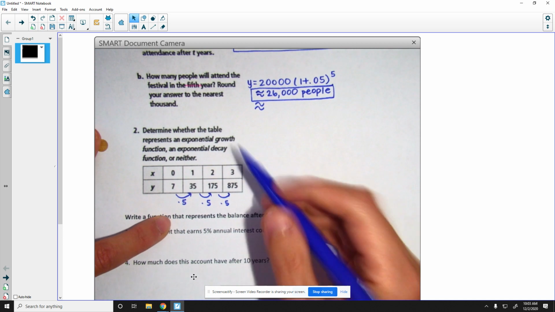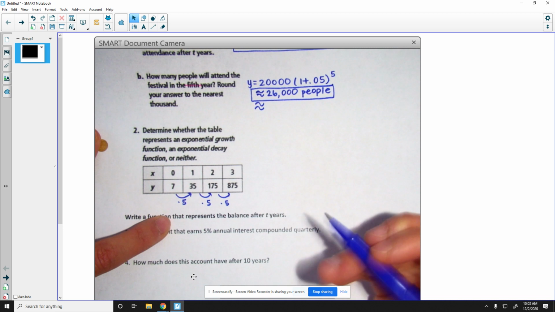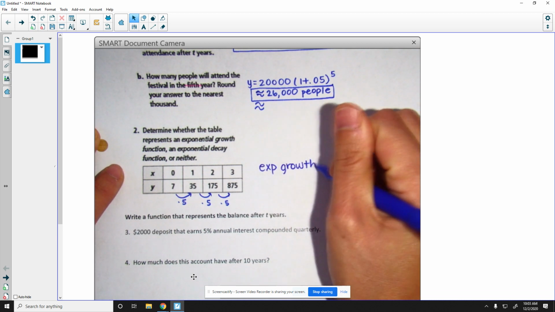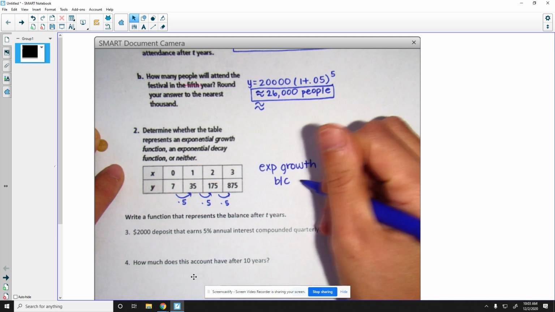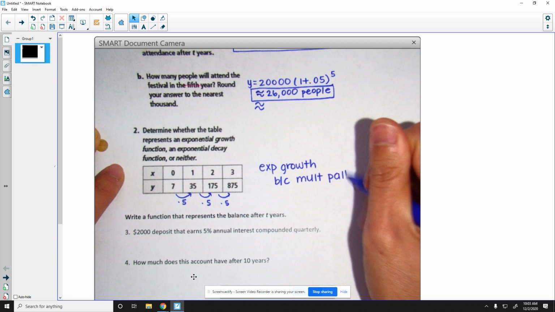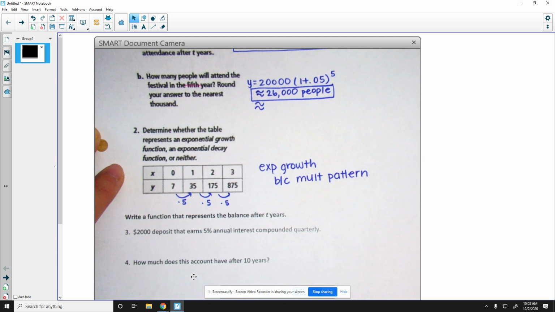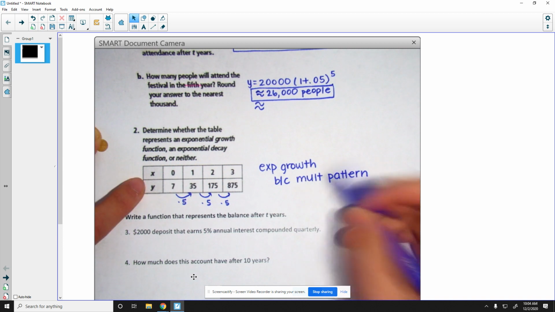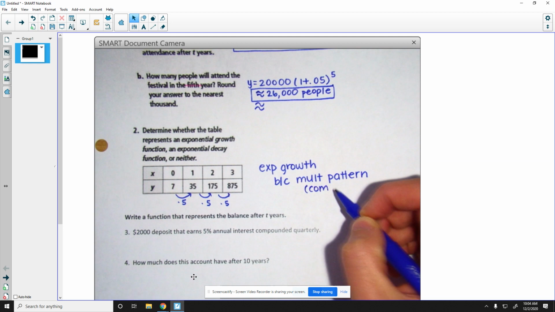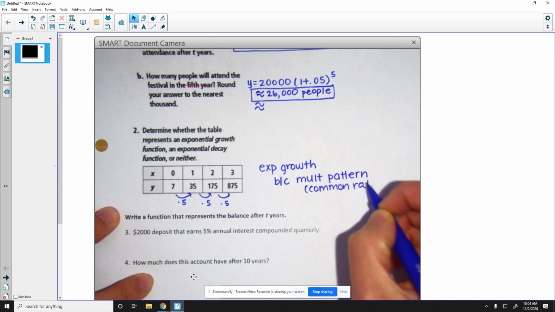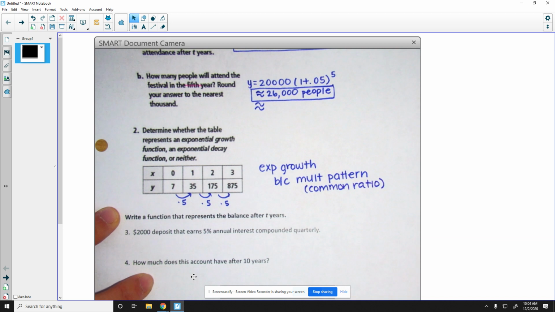Someone in person, do you think you know which one it is then? Vaughn? It's exponential growth because there is a common ratio. Okay. So it's exponential growth because of two reasons. The first reason Vaughn said is because there's a common ratio. That's the same thing as saying multiply pattern. So you can write either one. You can write CR for common ratio, or you can spell it out, or just say multiply pattern.